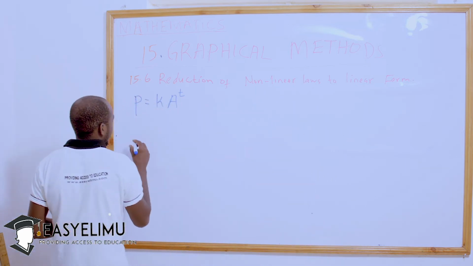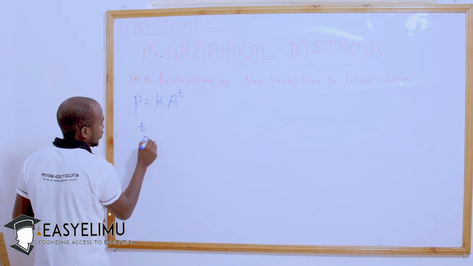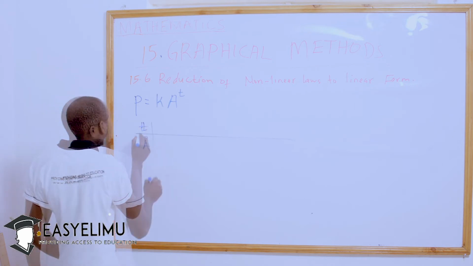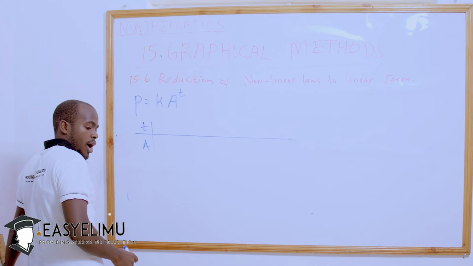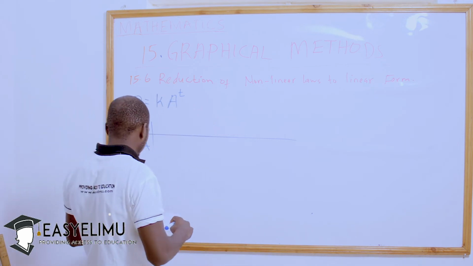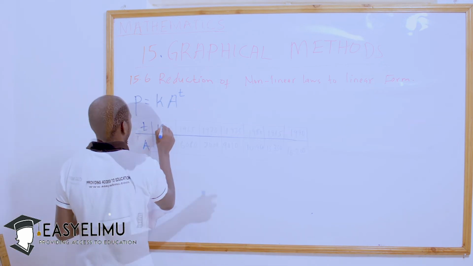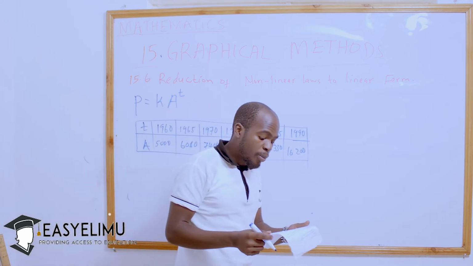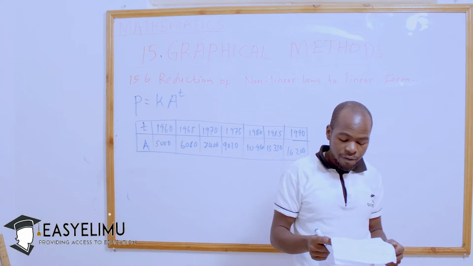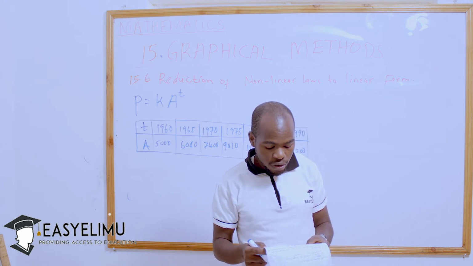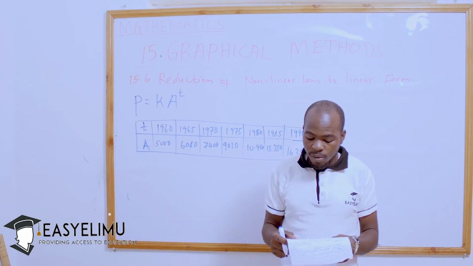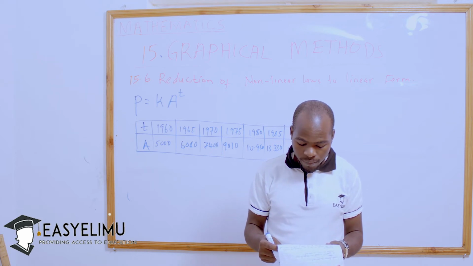So we shall have that graph there. We have a table of T and P. By plotting a suitable graph, check whether the population growth obeys the given law. Use the graph to estimate the value of A.